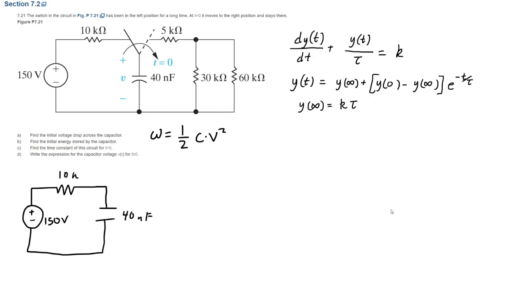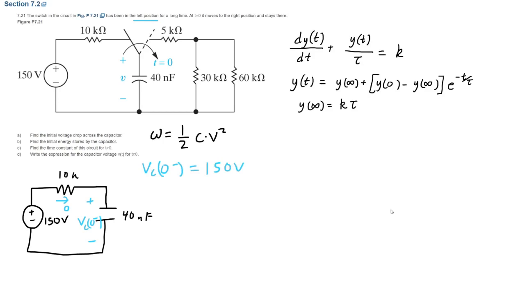So we're looking for VC 0 minus basically. Well, if the switch has been left in the left position for a long time, that means that the circuit's already reached its steady state, which means that the current flowing through the capacitor is going to be 0. Since there's only one current in the circuit, that means that the current through the resistor is also 0, which means the voltage drop across it is also 0, and that VC 0 minus, or our initial voltage, is 150 volts.